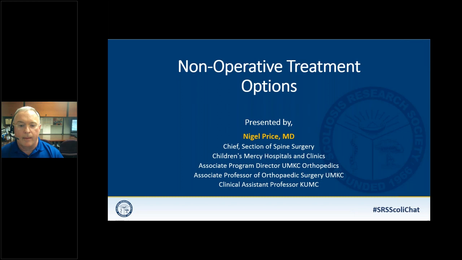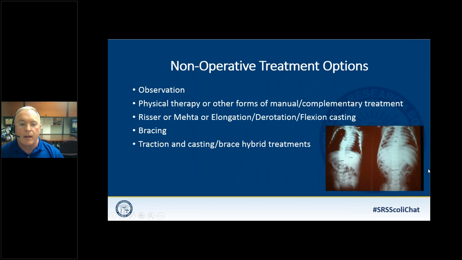Advance slide, please. So non-operative treatment options include observation and physical therapy or other forms of manual or complementary treatment. And this treatment with physical therapy, particularly Schroth and other methods, are becoming popularized globally, although the literature is starting to accumulate on this, and the exact role of treatment of the very young child with physical therapy is not yet defined.